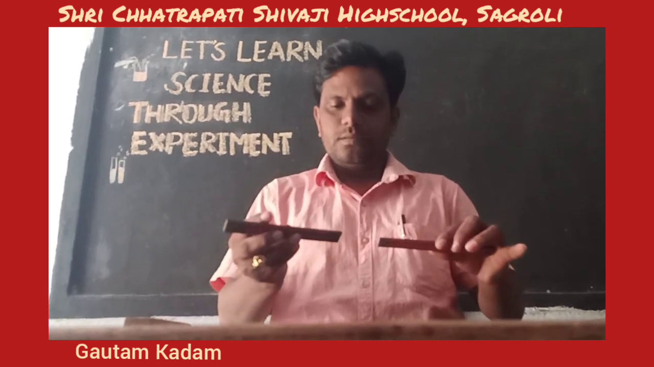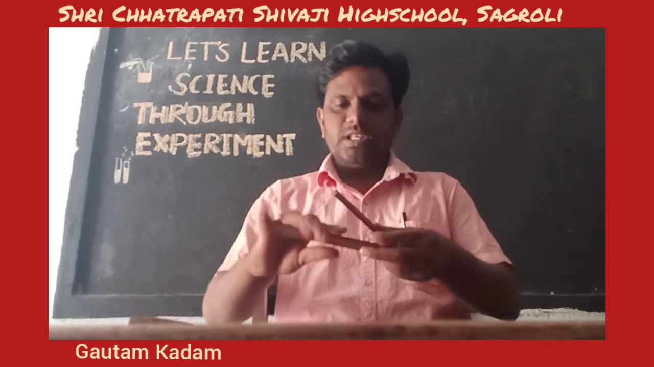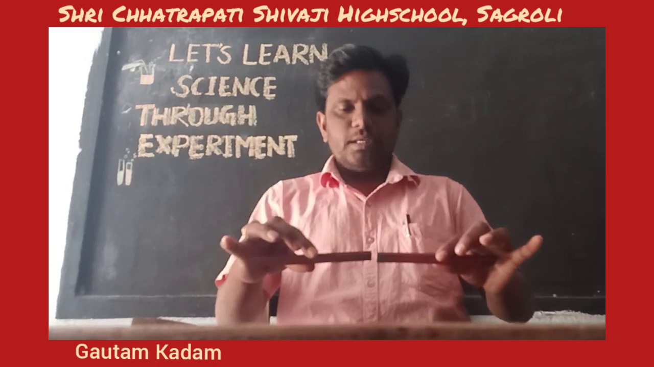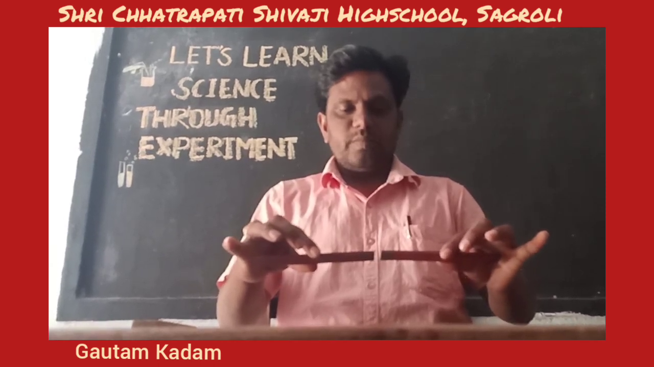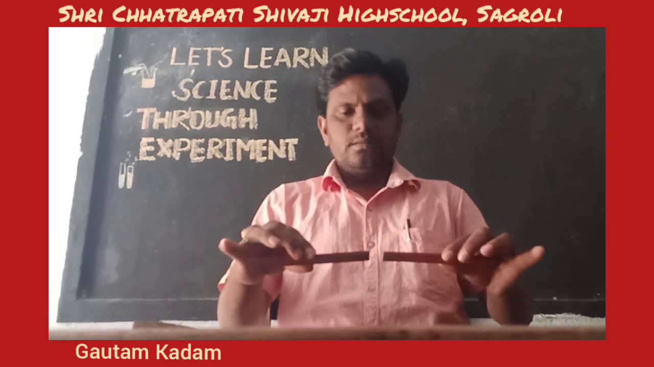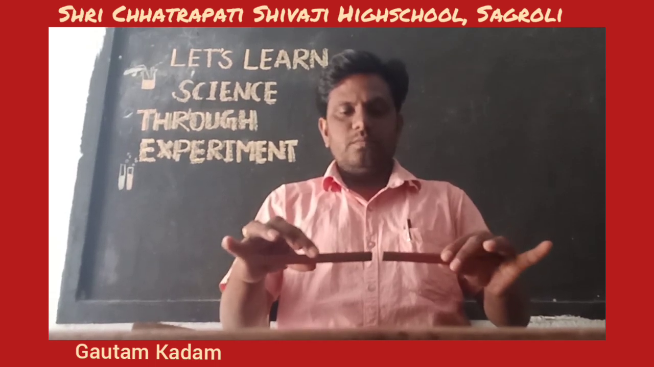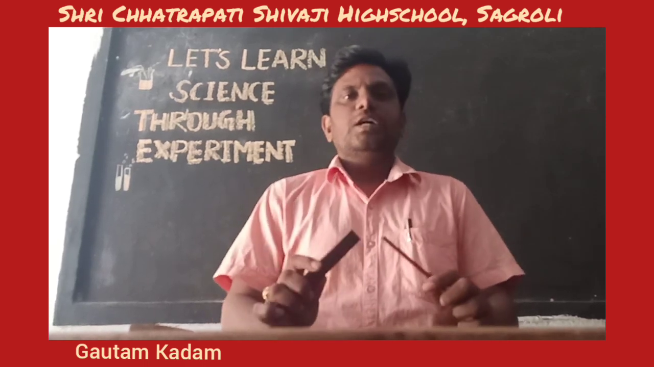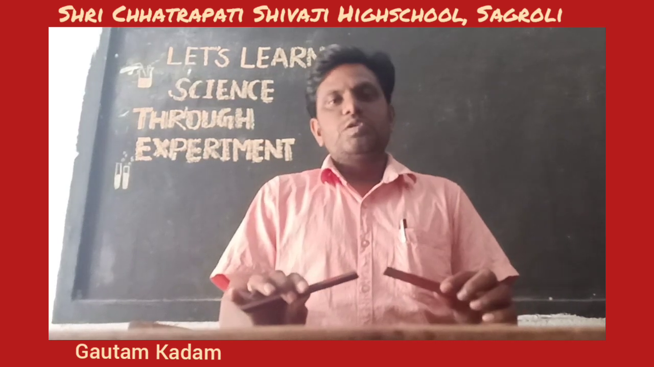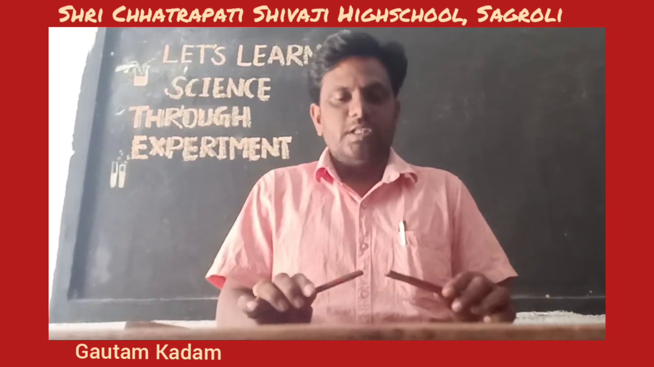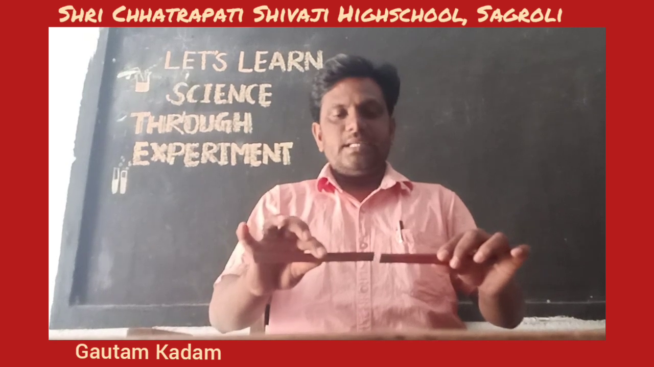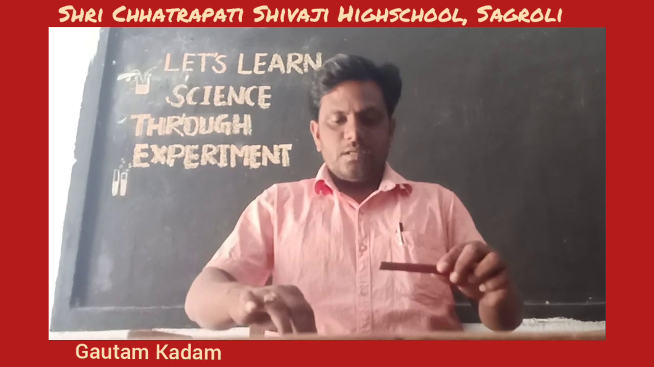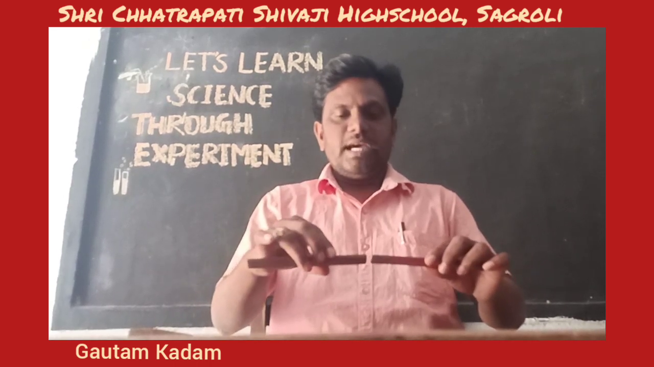But when south pole of this magnet is kept closer to the south pole of another magnet, then they do not attract to each other, but they repel to each other. From this, it is concluded that like poles of magnet repel from each other, and unlike poles, that is south pole and north pole, they attract to each other.